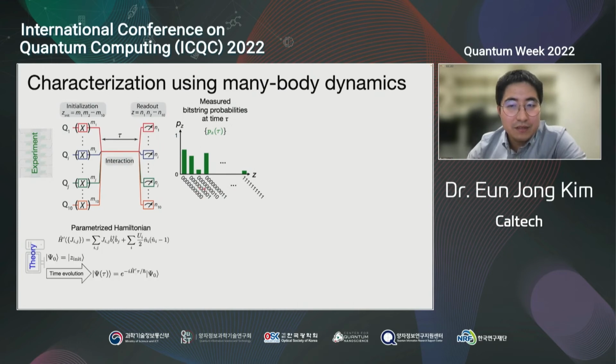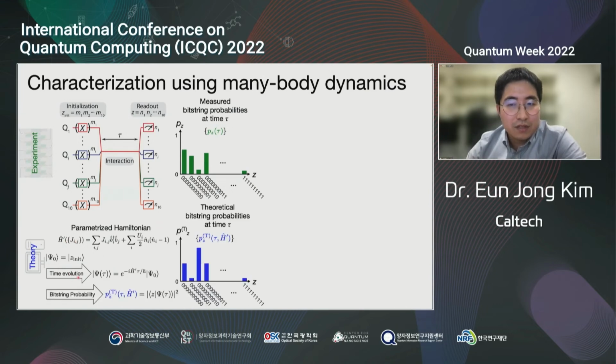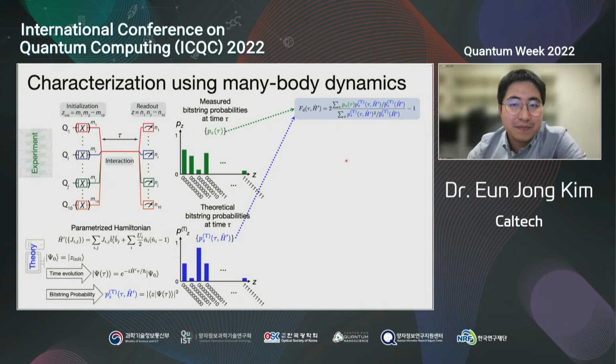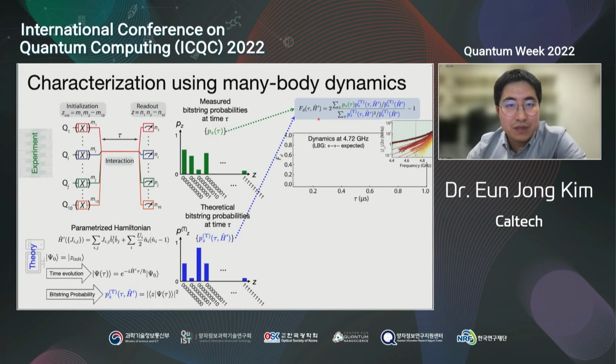On the theory side, we perform numerical simulation of time evolution with an assumed parameterized Hamiltonian, which allows us to calculate the theoretical bit string probabilities at the same time. And the patterns of experimental and theoretical bit string probabilities can be processed through this formula, FD, to obtain the fidelity estimator. As a demonstration of this, we show the dynamics of FD when qubits are tuned to interact at 4.72 gigahertz, indicated by the dashed line on the right in the Jij versus frequency curve.